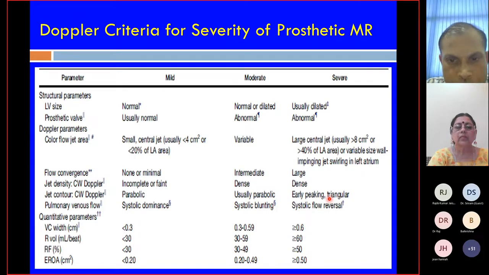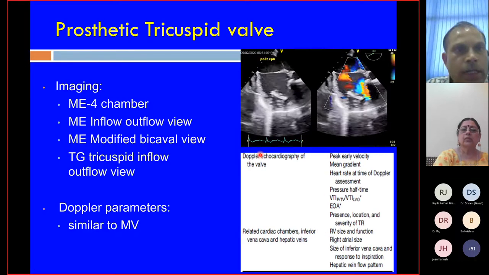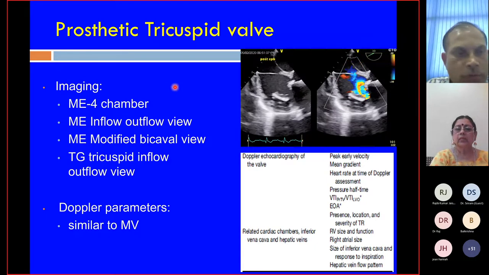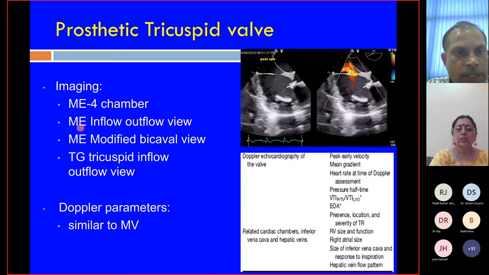If you again get a dense continuous wave Doppler with an early peaking triangular jet, if you find pulmonary venous flow reversal in systole, and the vena contracta is more than 6, these suggest severe mitral regurgitation across the paravalvular leak. Also, you can measure the regurgitant volume and regurgitant fraction.